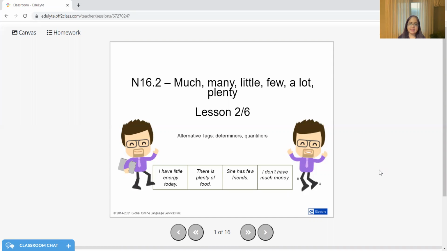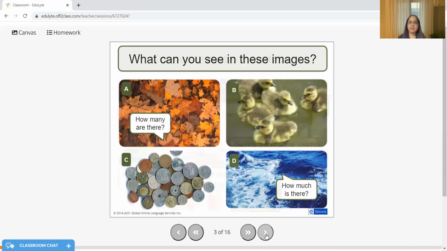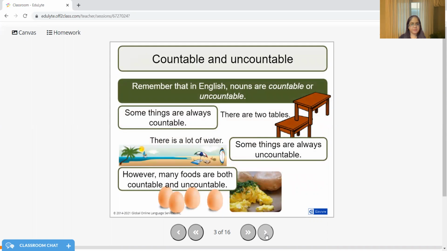As you can see, there are some examples written for your convenience. Do have a look, please. I have little energy today. There is plenty of food. She has few friends. I do not have much money. So with these nouns, we are using them separately. Let's explore how we are putting them in place.